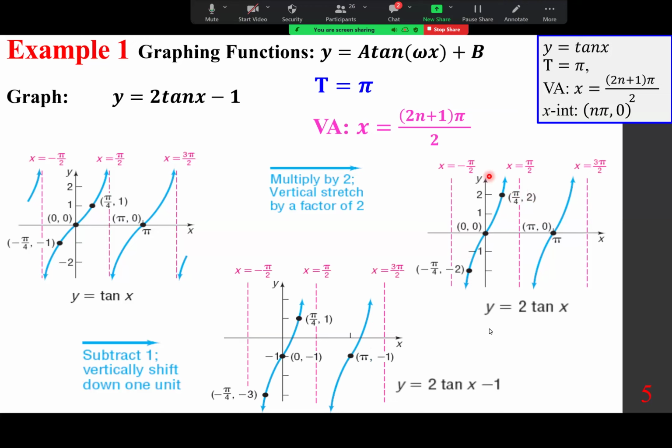So it's shifted down by 1, which means it is not changing the domain or vertical asymptotes, but it does change the x-intercepts, by the way.